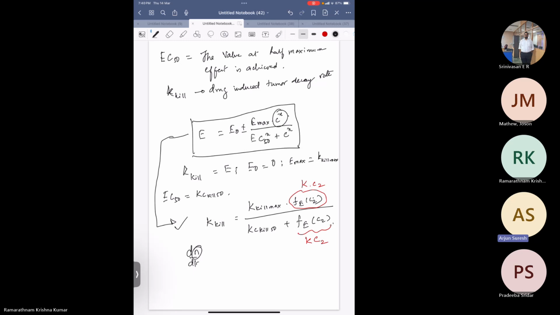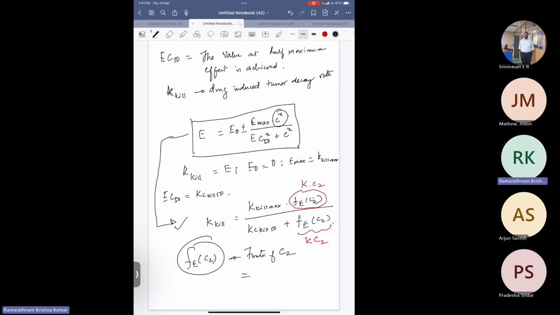Okay, and I'm not going into that, because I'm just telling you how things work. The function of K kill max multiplied by a function of C2 is just C2, right? You wrote f of E. Does that mean the E also is there? No. This is just the function of C2, right? E is a function of C2.